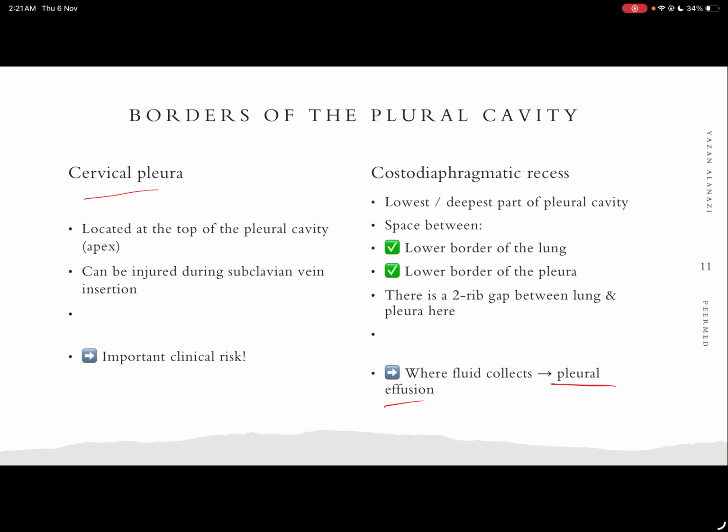Okay, the cervical pleura is located at the top of the pleural cavity and can be injured during a subclavian vein insertion. Okay, it's important as a clinical risk. Why? Because the subclavian vein could be injured. That's it. I want you to link that the cervical pleura can be injured by subclavian vein insertion. While the costodiaphragmatic recess, the space that we just talked about, can have problems with the fluid inside it. Okay?